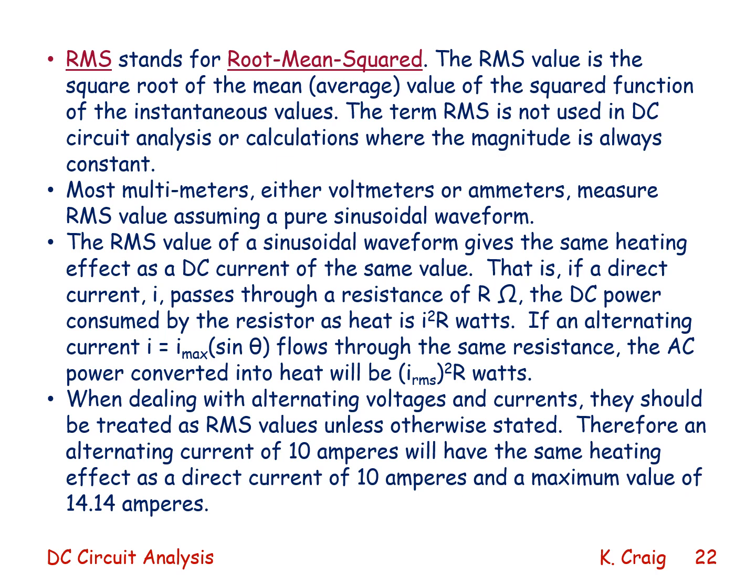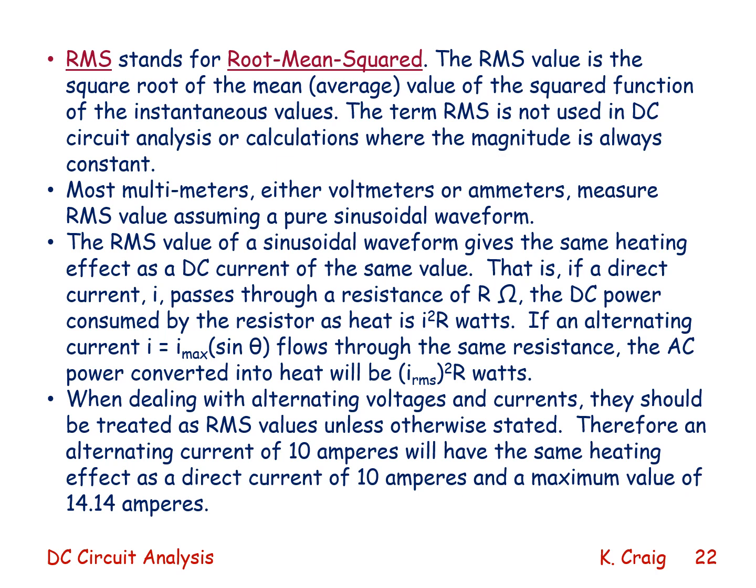RMS stands for root mean squared. The RMS value is the square root of the mean, or average value, of the squared function of the instantaneous values. The term RMS is not used in DC circuit analysis or calculations where the magnitude is always constant. Most multimeters, either voltmeters or ammeters, measure RMS value, assuming a pure sinusoidal waveform. The RMS value of a sinusoidal waveform gives the same heating effect as a DC current of the same value.